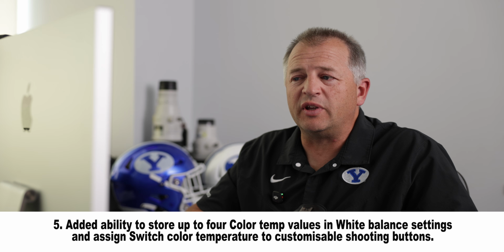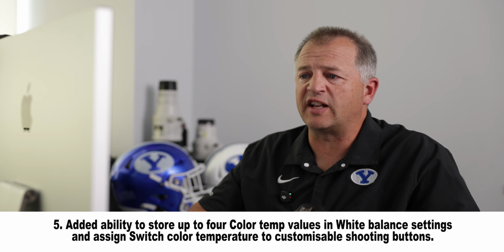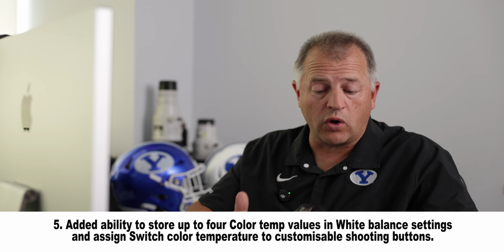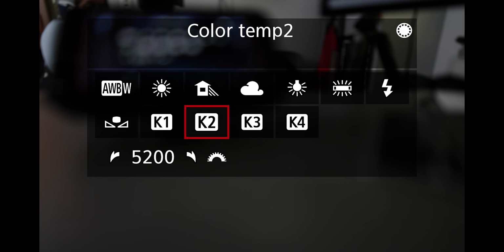Number 5, added the ability to store up to 4 color temperature values in white balance settings and assign switch color temperature to a customizable shooting button. Now, if you go to your white balance menu, you can see here, instead of just one custom setting, you now have 4. That's great for somebody like me. I could have one setting for the basketball arena, a different white balance setting that's preset for a volleyball arena, and a different one for our indoor track. That's great. The only thing I would say is why not make it 10? But I'd like to be able to input and change the name to them so I could actually assign them to each of those venues.